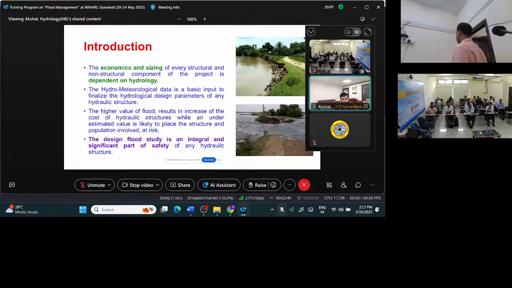The higher the value of flood, the higher the cost of the hydraulic structure, whereas an underestimated value is likely to place the structure and the population involved at risk. So we need to have a correct, best estimate of the flood for design of the structure. The design flood study is an integral and significant part of the safety of any hydraulic structure.